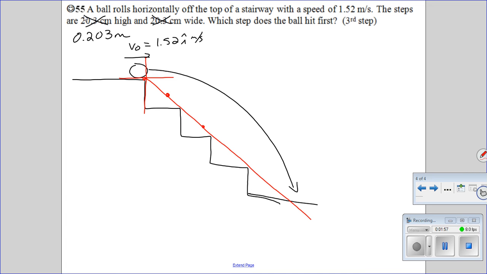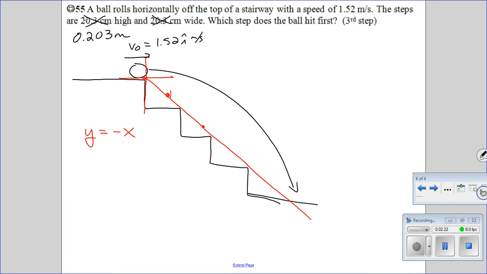So that red line right there, because our steps are just as tall as they are wide, means that the slope of this red line that I just drew is -1, right? So that red line is the line y equals -x. In other words, if you go over 1 meter, you're going to go down 1 meter, right?